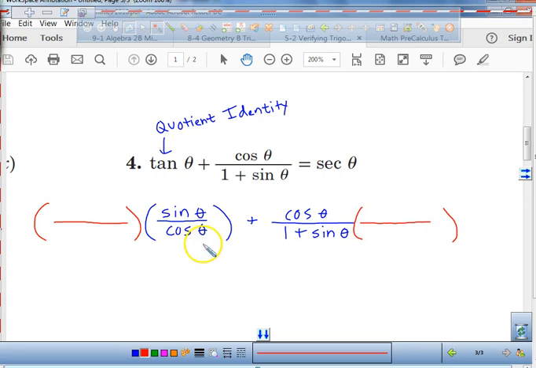What does this denominator need that it does not have? This has the cosine of theta. This has 1 plus sine of theta. So this one needs this one. So you need a 1 plus sine of theta over here, and you need a 1 plus sine of theta over here. Now, what does this one have that this one doesn't? What does it need? That's right. Good job.